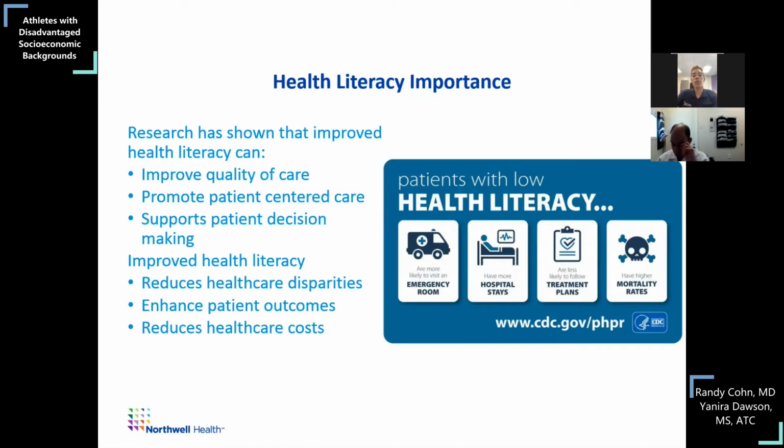So one of the greatest predictors of a patient's health status is making sure they have higher and improved literacy skills. You can do this by helping them to understand their information, promoting patient-centered care, and helping them to enhance their outcomes by giving them that common language that we speak every day and not giving them those medical terms.